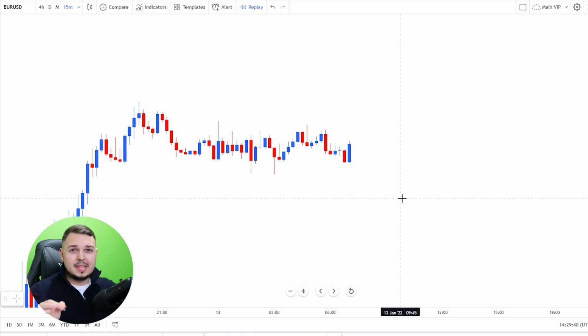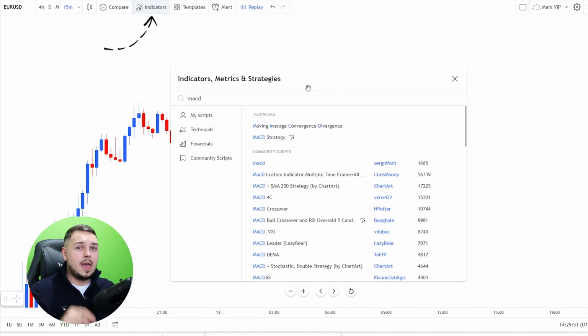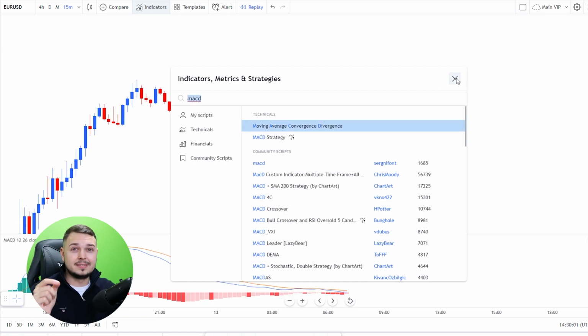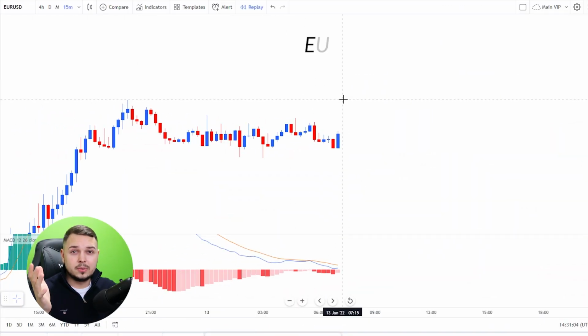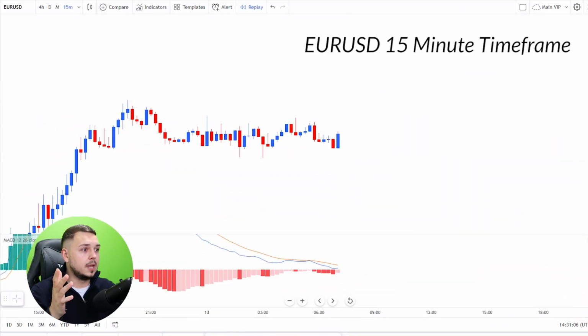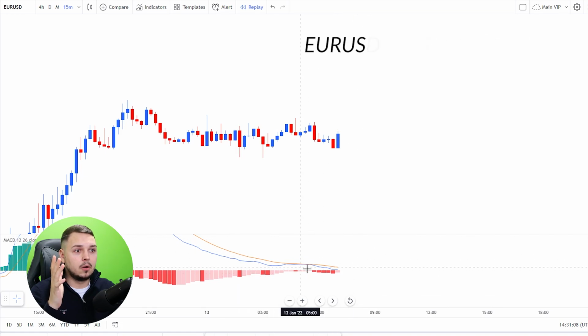Right, so the first indicator I love when scalping is the MACD. Go inside the indicators tab and type in MACD, which is short for moving average convergence divergence. Click one time on it and close off this tab. Right, so we're currently on the EUR/USD 15-minute time frame. We have our MACD indicator over here.